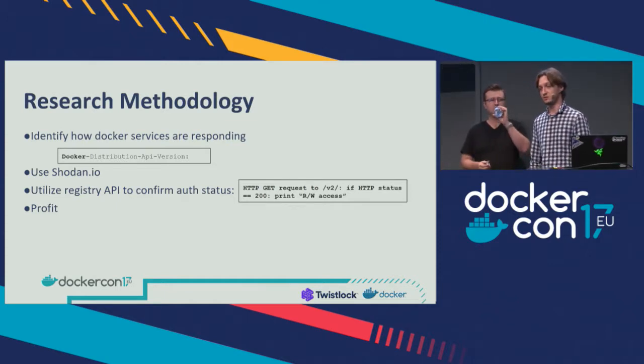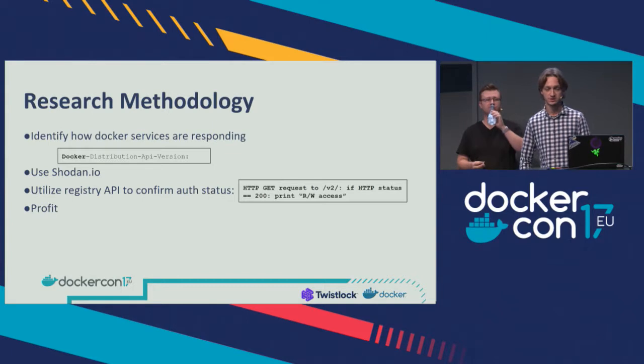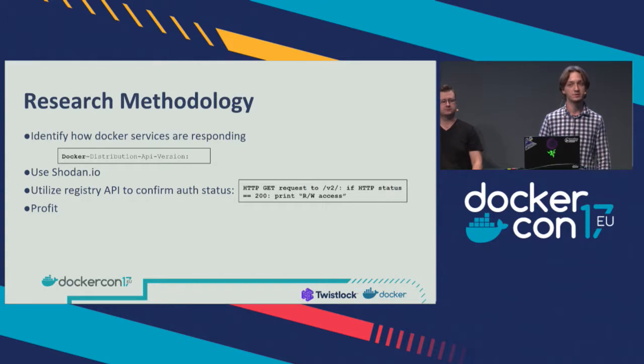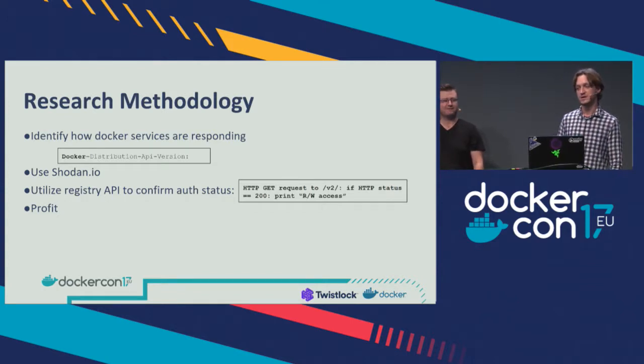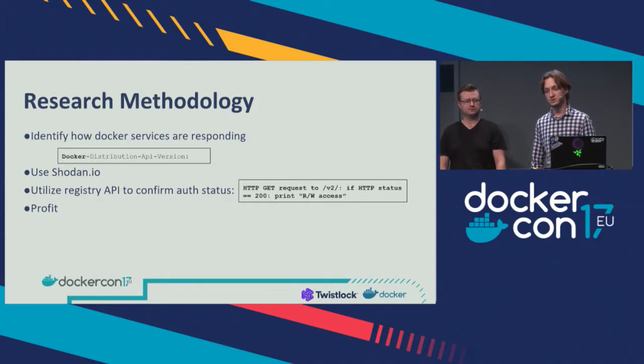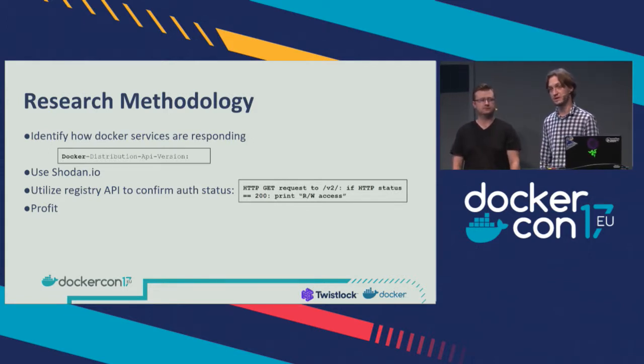Once we have this list of results, we can utilize the registry API in order to understand exactly what the authentication status of this registry is. It's good to point out that Shodan.io is limiting results. You can't scan the whole internet with it. It's going to limit you, and it's going to show you the results only 2 months back. So these findings do not represent the real world. It's just a subset of the real world. Let's see what we have found.